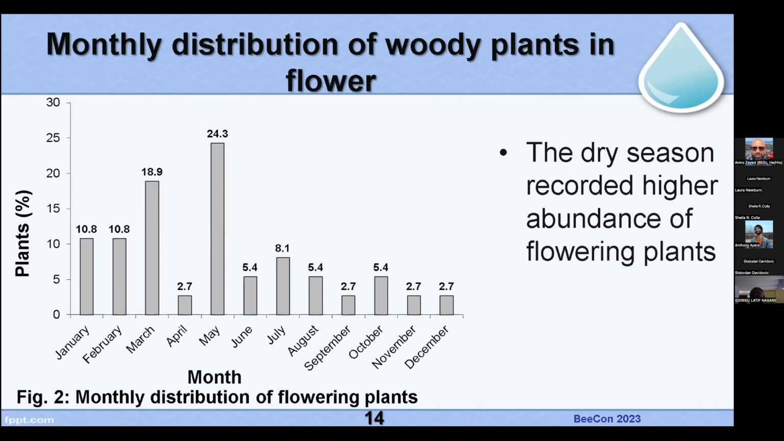in the rainy season, we have grasses and shrubs that also provide some pollen. So that could supplement forage sources for bees. But the month of May recorded the highest abundance, also probably for plants to take advantage of the establishment.